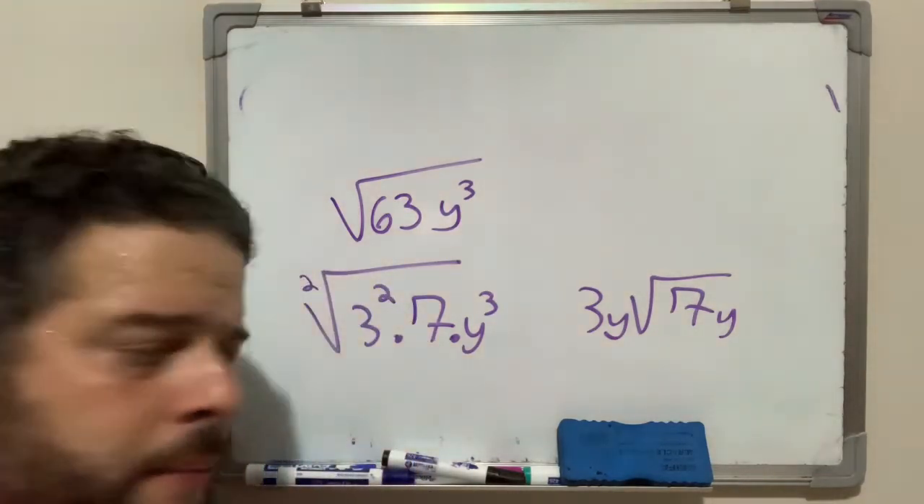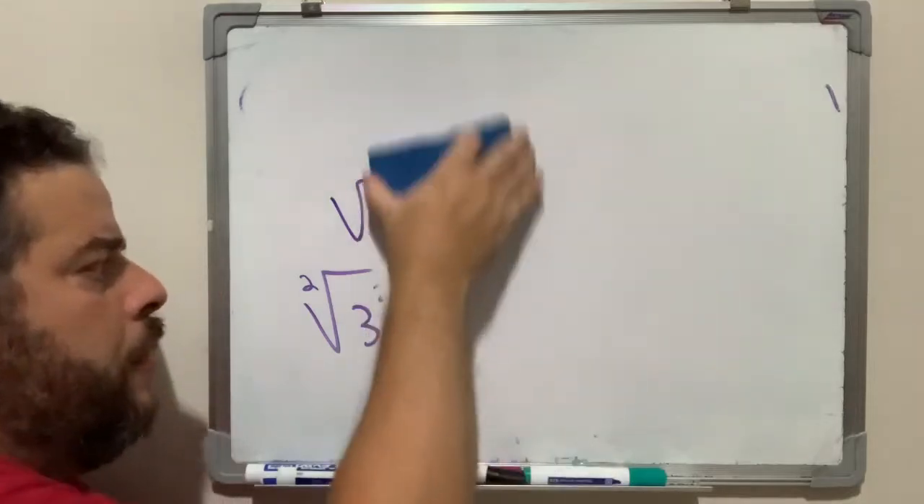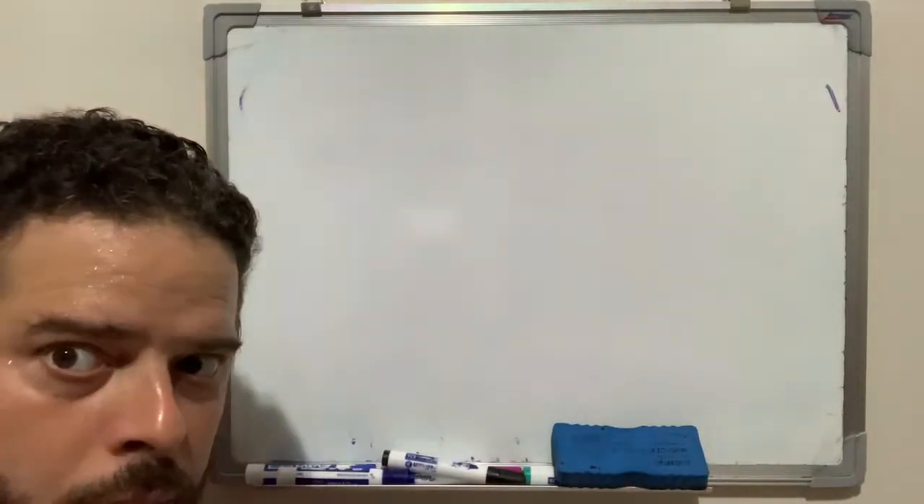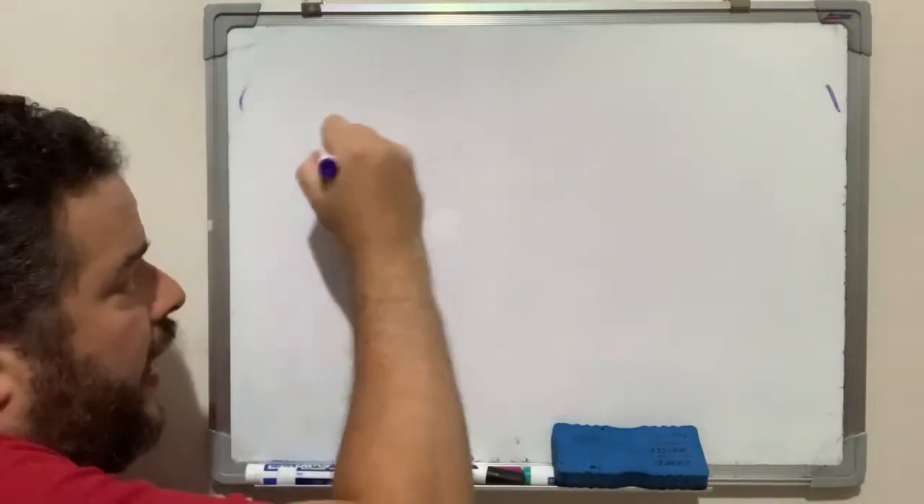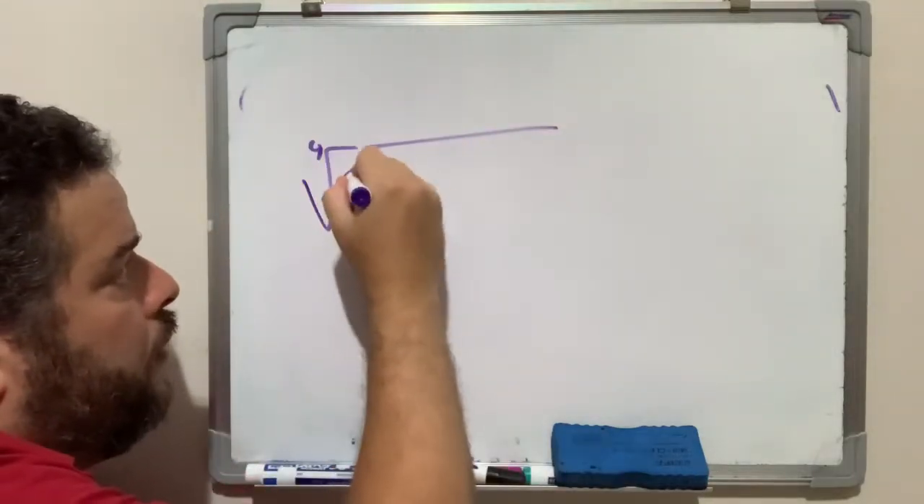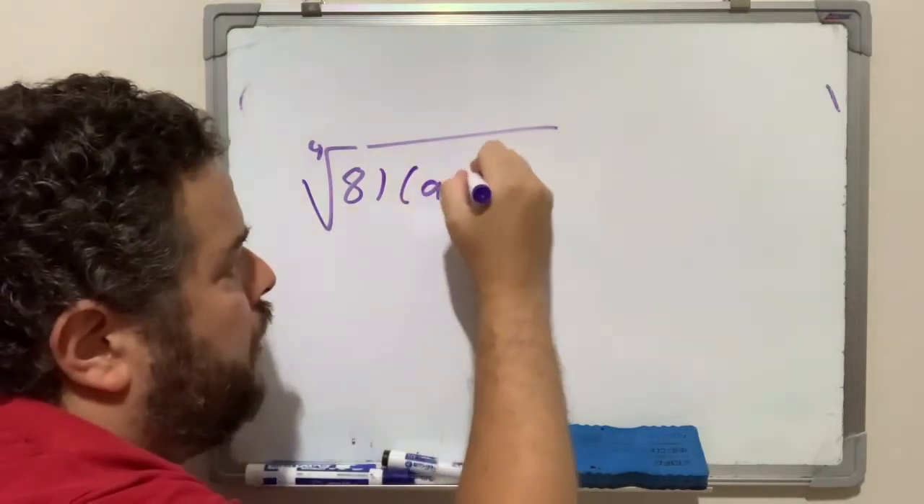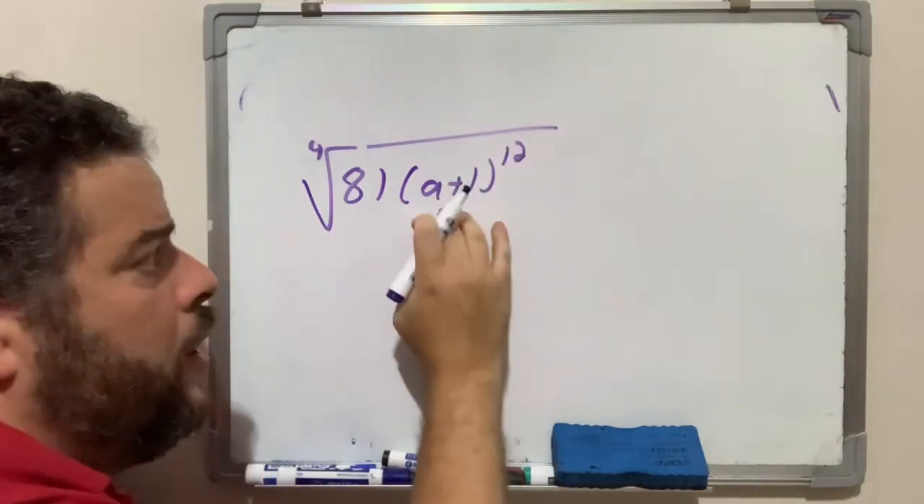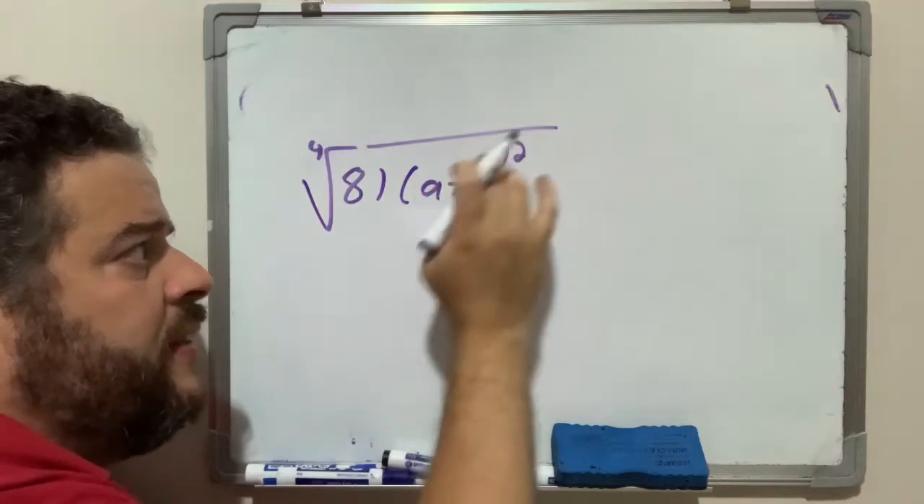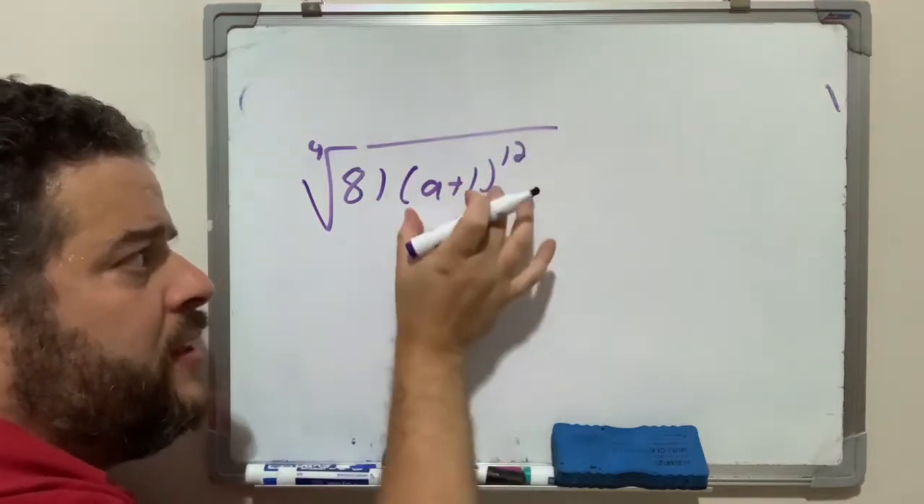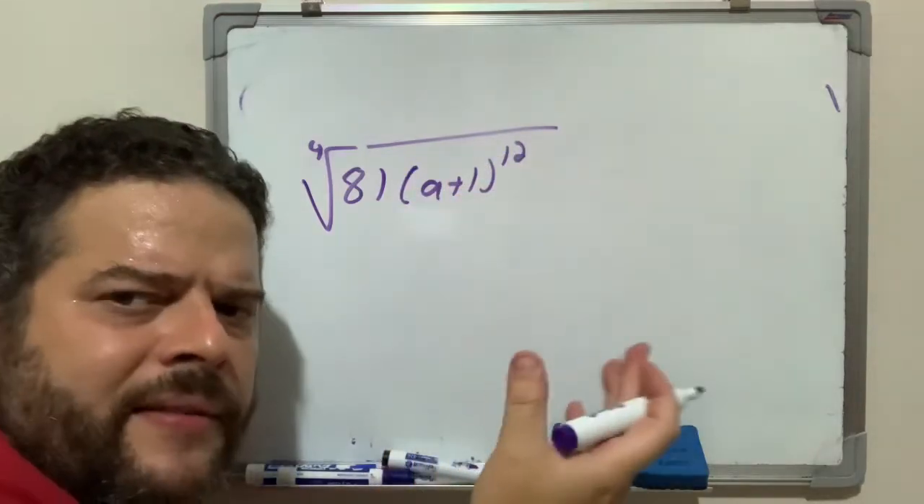Example 4 is pretty much similar. Again, the book explains it differently, but I'd rather do it my way. I just think it's way simpler. I have the quartic root, or 4th root of 81, and then a plus 1 to the 12th power. Note that this is inside parentheses, so this counts as a single term, like a single variable.